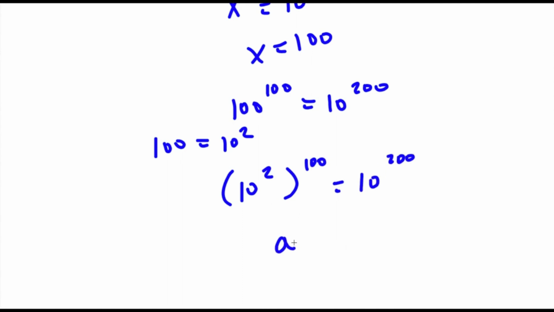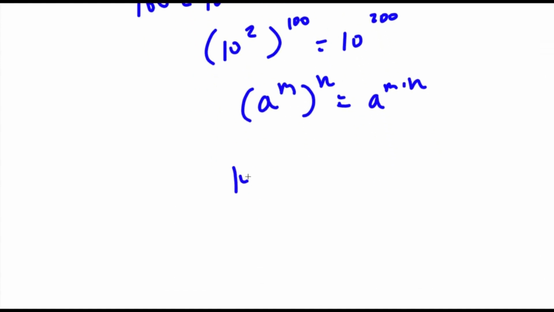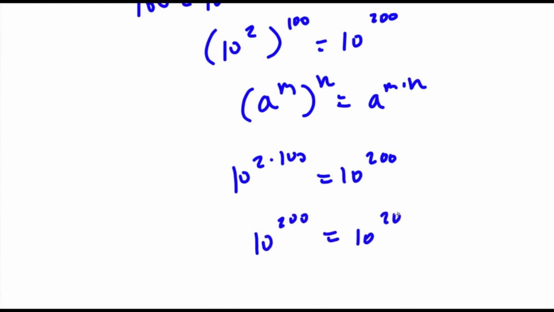Now if I have something in the form a to the power of m to the power of n, this is equal to a to the power of m times n. So 10 to the power of 2 to the power of 100 equals 10 to the power of 2 times 100, so equal to 10 to the power of 200. 2 times 100 is 200, so I have 10 to the power of 200 is equal to 10 to the power of 200. Because this is right, our solution is right as well.